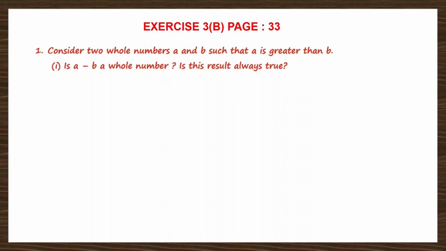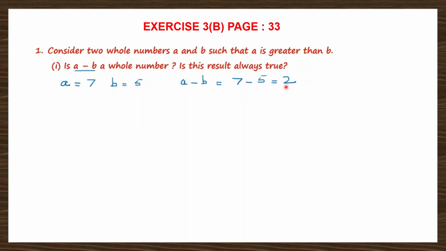So let's consider a to be equal to say 7 and b to be equal to 5, because the question says a is greater than b, isn't it? Now let's answer this question. Is a minus b a whole number? So let's do a minus b. A minus b will be 7 minus 5. And how much is 7 minus 5? 7 minus 5 is 2. So the question is, is a minus b a whole number? 7 minus 5 is 2 and 2 is a whole number. So the answer is yes.